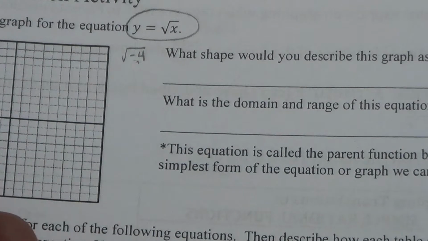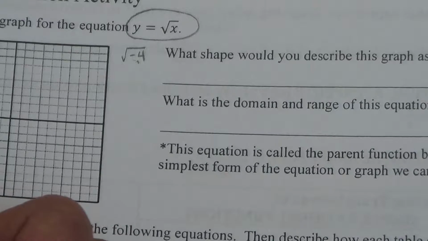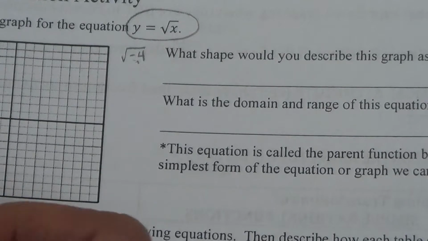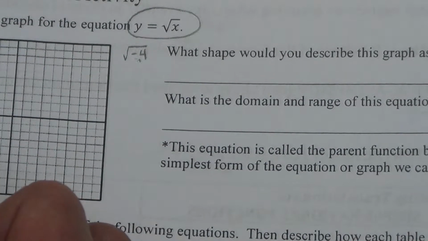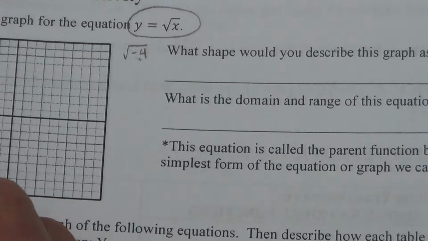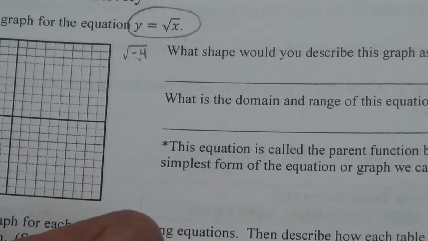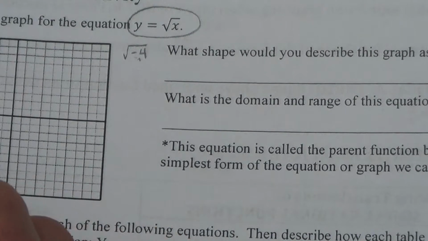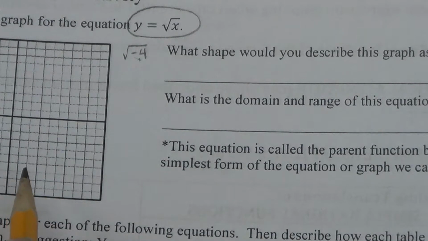Square root of 0 would be 0. Square root of 1, you're asking yourself what times itself will equal 1? That would be 1. Square root of 2, you would need to grab a calculator. Square root of 4 is 2. We can graph it without that point being there.